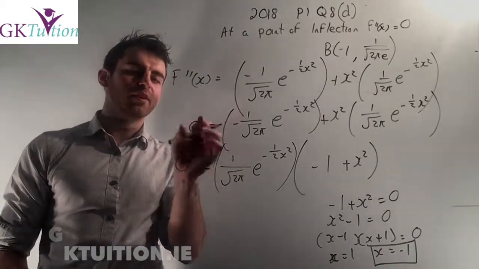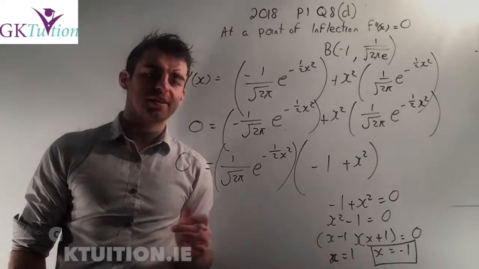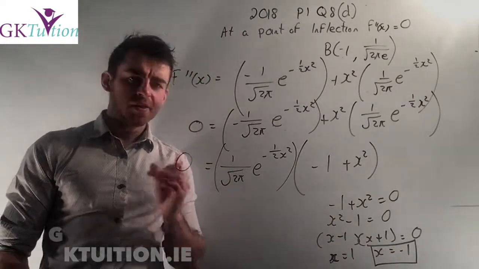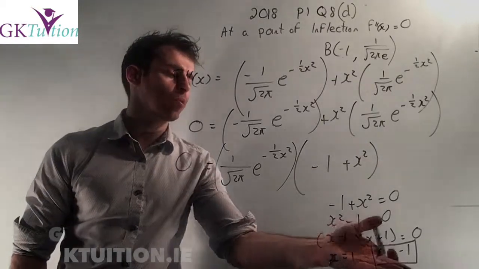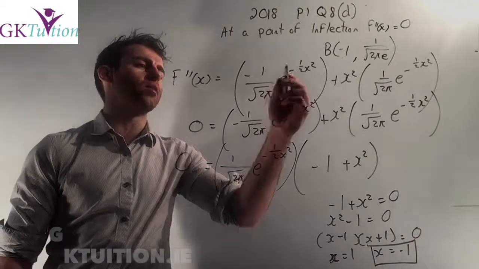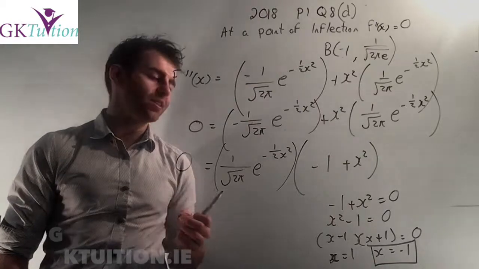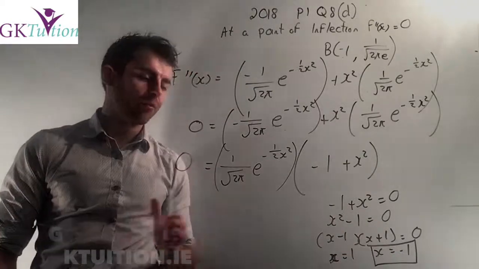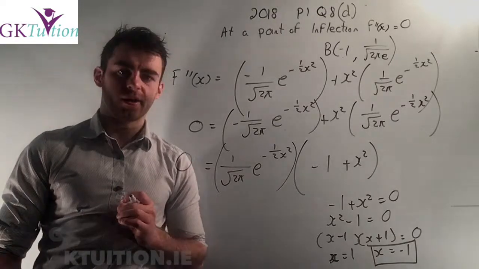So I let my second derivative equal to 0, and when I solved it, two of my answers are x equals 1 and x equals minus 1. That means that a point of inflection exists when x equals minus 1 and when x is equal to 1. And they asked me to prove that at the coordinates of B, where x is minus 1, that a point of inflection exists, and I'm after doing that. So my final answer there, once I've solved and I get x equals minus 1, I'm on full marks.